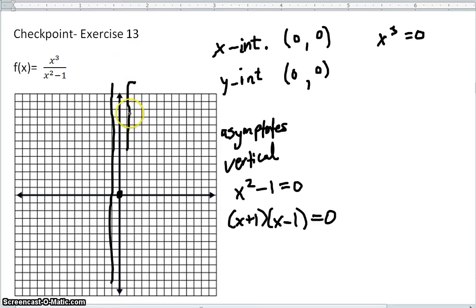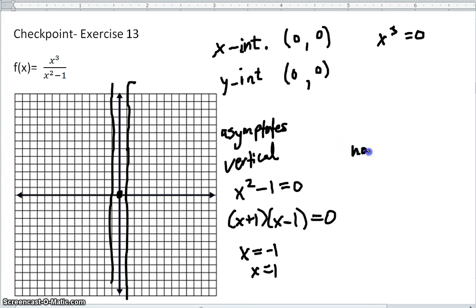And this is kind of how the two look. This should be dotted lines, but every time I draw dotted lines with this program, they seem to disappear. So those are my two vertical asymptotes. They are at x equals negative 1 and x equals positive 1.